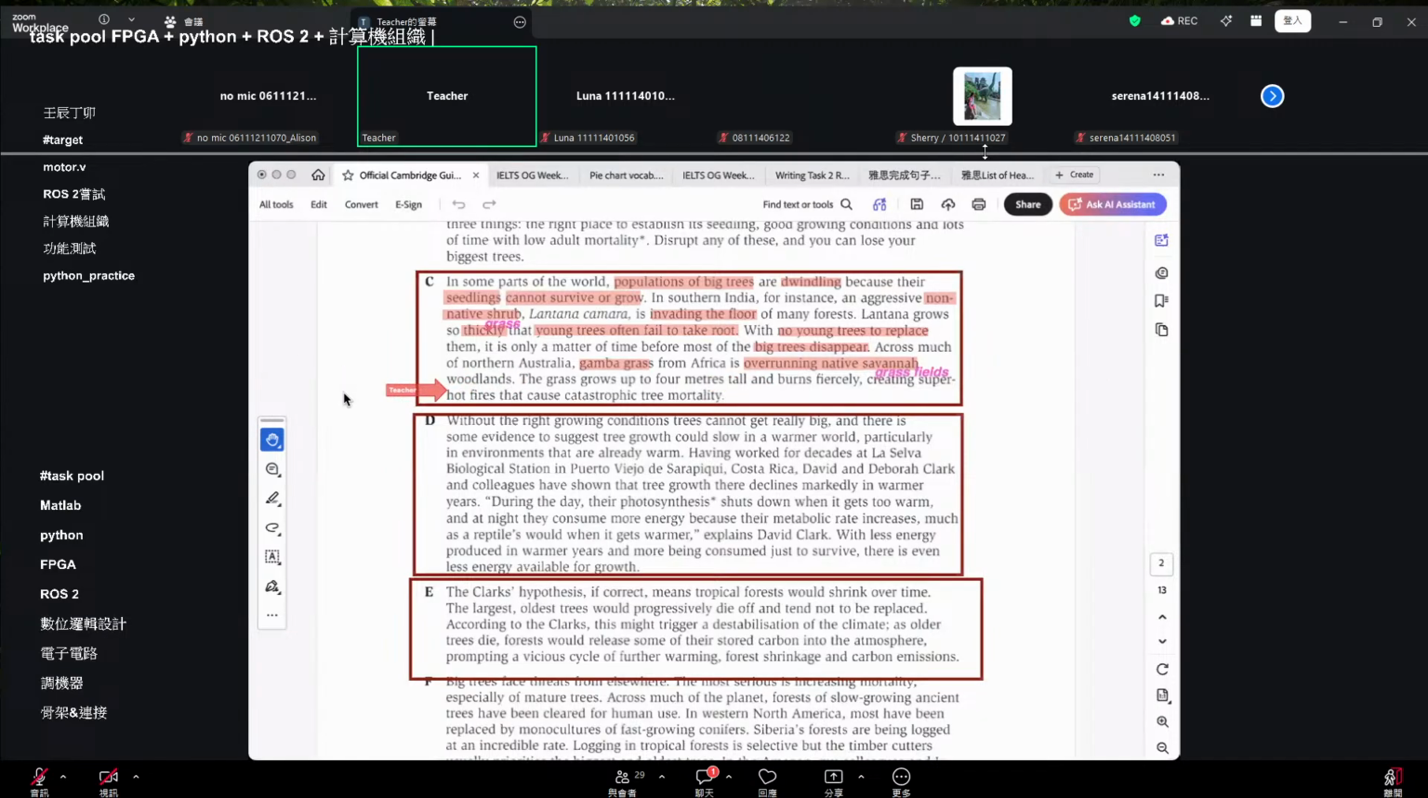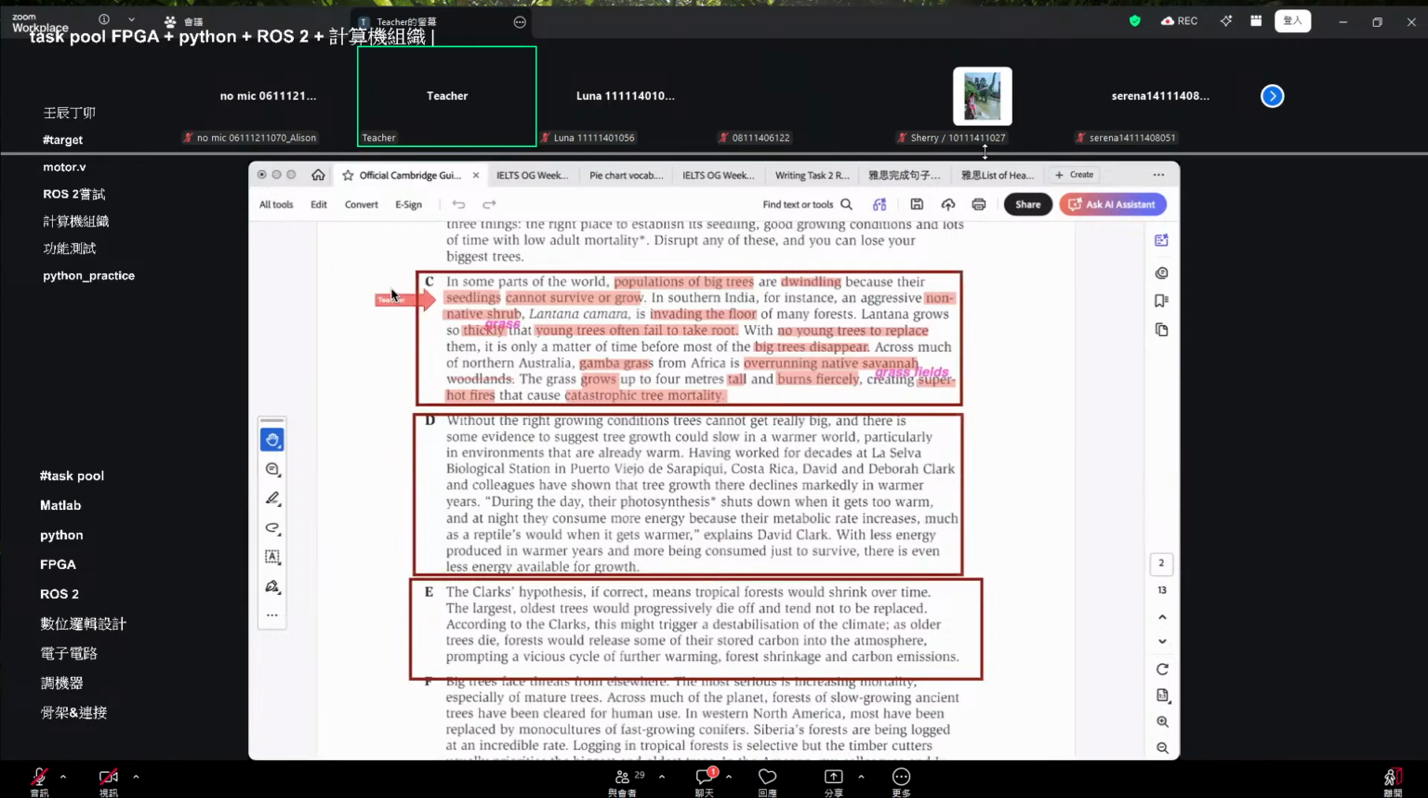Woodlands. Okay, and then the grass grows up to 4 meters tall and burns fiercely. So gamba grass can grow really tall and it burns fiercely, creating super hot fires. Once it catches fire, it will burn to extremely high temperature, and that certainly is going to cause catastrophic tree mortality. So trees die because of the fire.